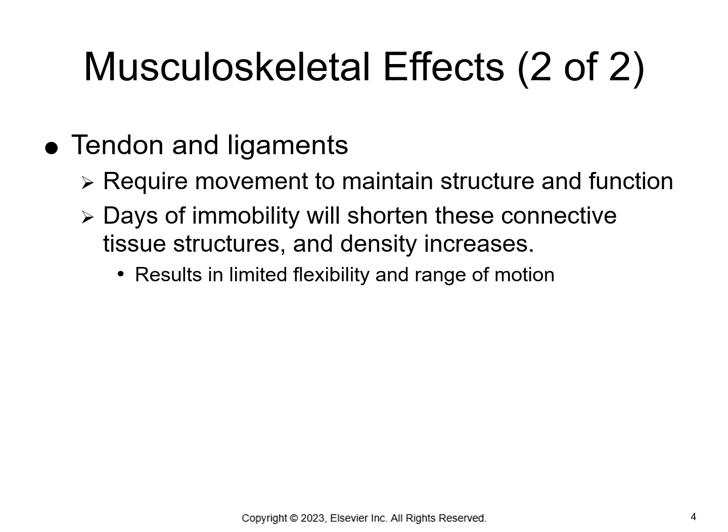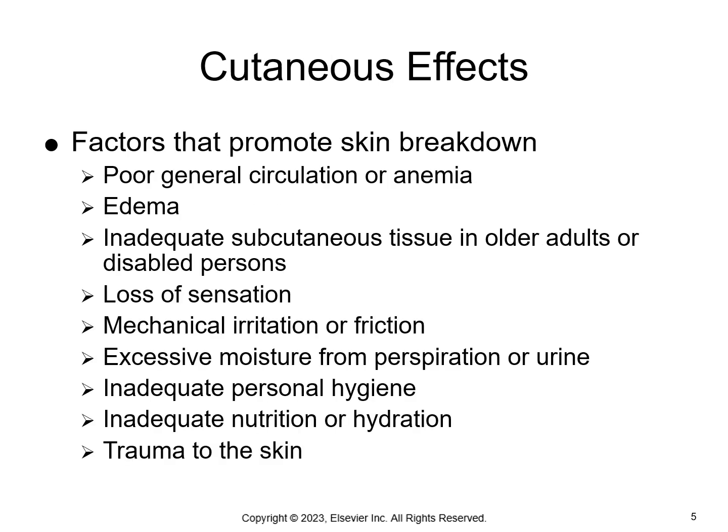The tendons and ligaments are also affected. They require movement to maintain their structure and functionality too, and after a few days of immobility, they shorten and the flexibility and range of motion are affected. The skin is also affected by immobility. It breaks down easily when circulation is impaired. We start to worry about decubitus ulcers or bed sores because the skin is stretched over bony areas where there's not much fat or muscle tissue for cushion.